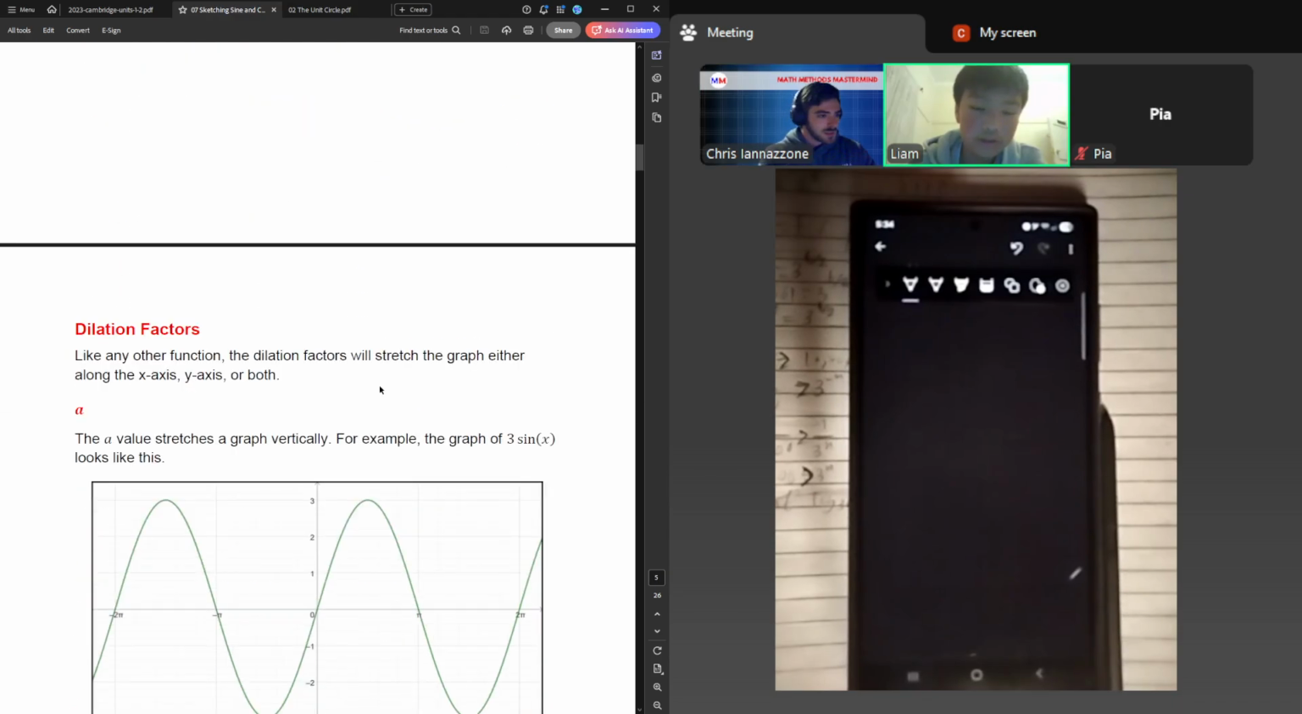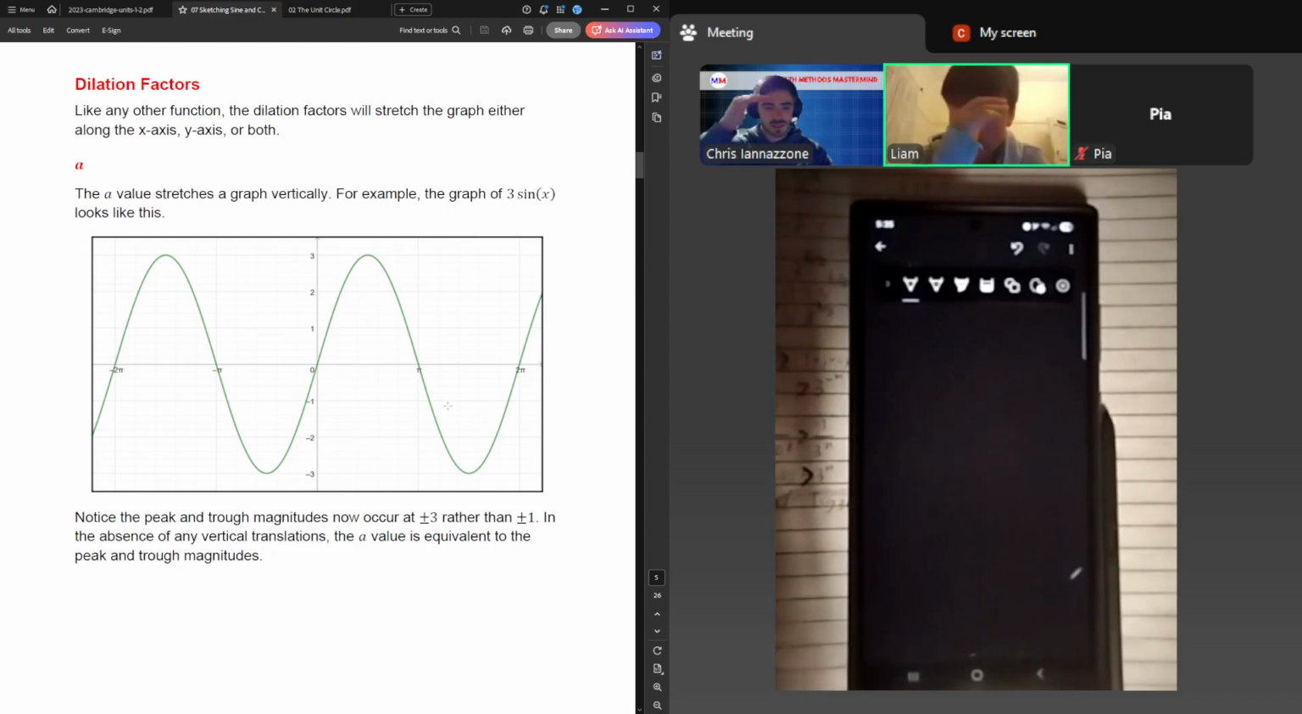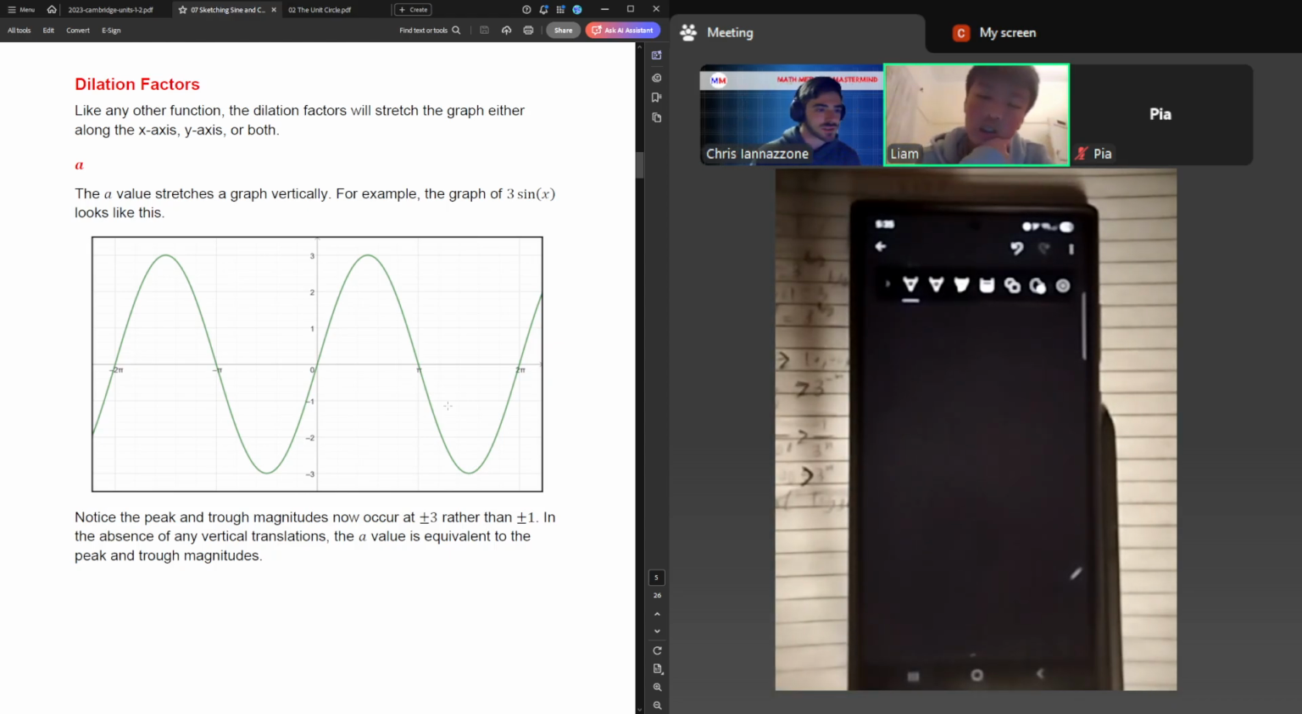Okay, next up, dilation factors. Just like for any other graph, a dilation factor out the front as a multiplier stretches the graph vertically. In the case of 3 sine x, instead of cutting off at plus or minus y equals 1, we're now cutting off at plus or minus y equals 3. That's all that's happening. You multiply that value, and that becomes your upper and lower bound of the circular function.